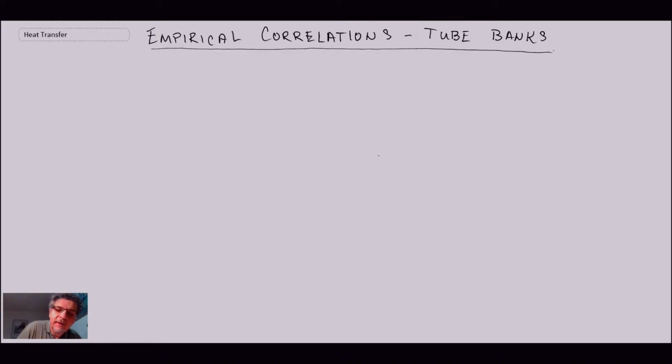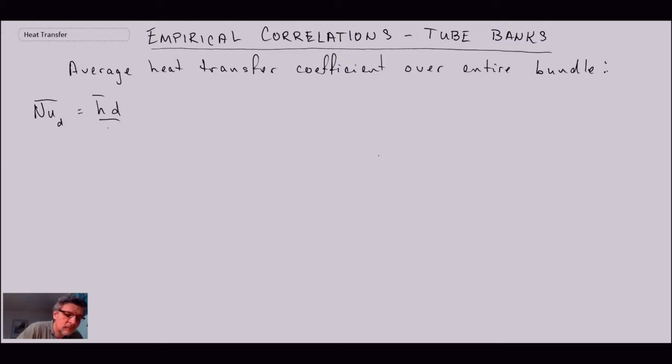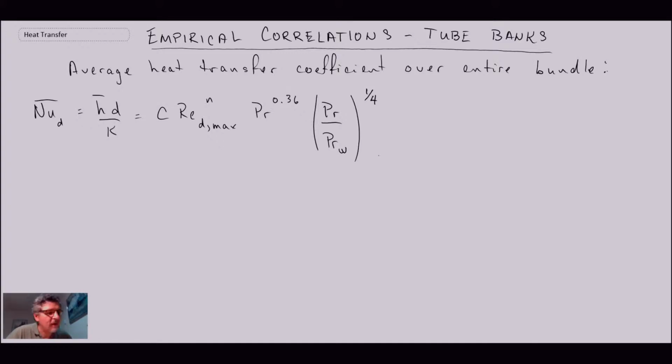We're now going to take a look at the methods that you can use to determine the convective heat transfer coefficient on tube bundles. So the equation that we're going to be looking at is one that enables us to determine the average heat transfer over the entire bundle. This is an equation that is derived from empirical data, so from experiments.